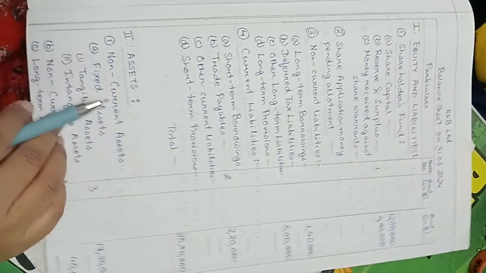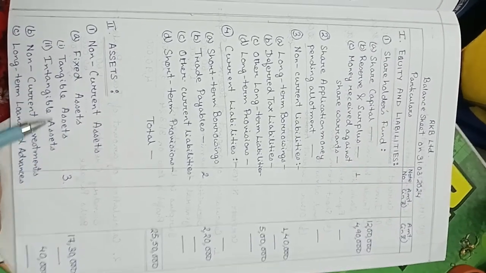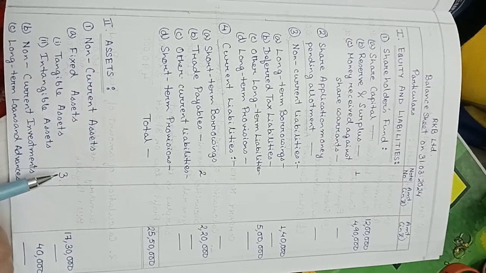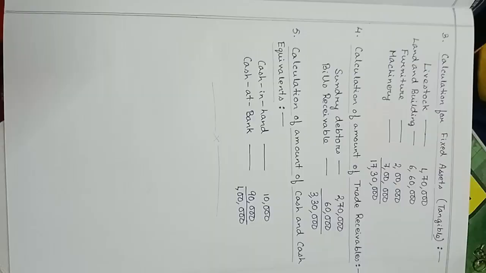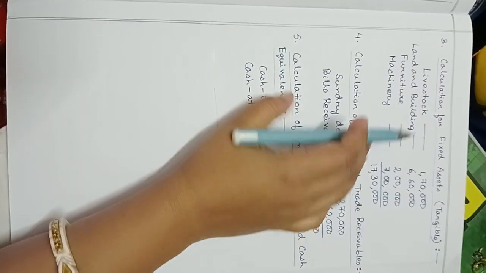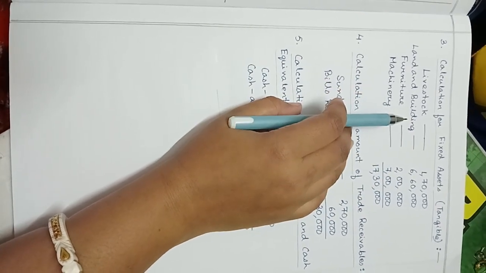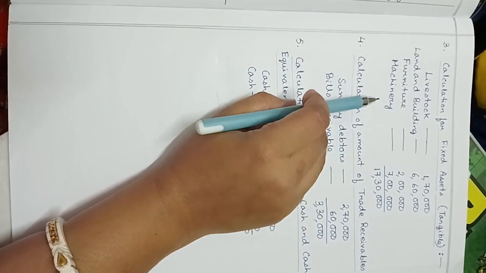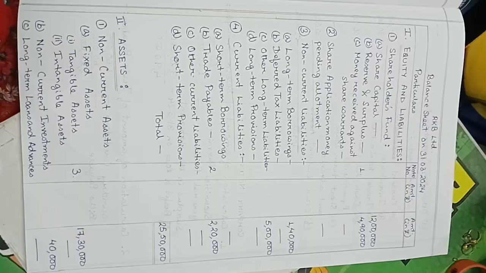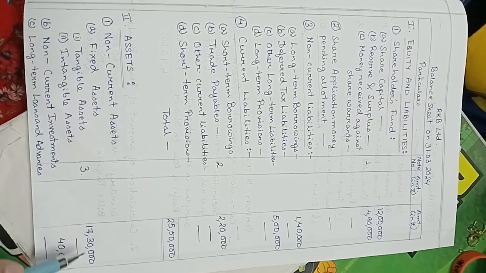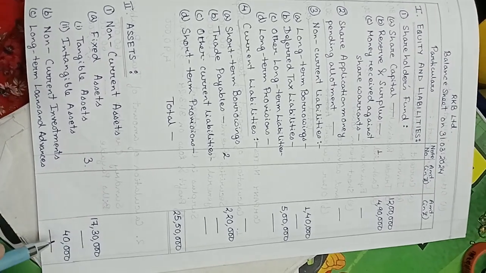Now come to the asset side. The non-current assets, that is fixed assets, tangible assets. Refer to company note number 3. You see here the calculation for fixed assets is given: livestock, land and building, then furniture and machinery. It is 17,30,000, so you have to put the amount. Now come to non-current investment, which is of amount 40,000.